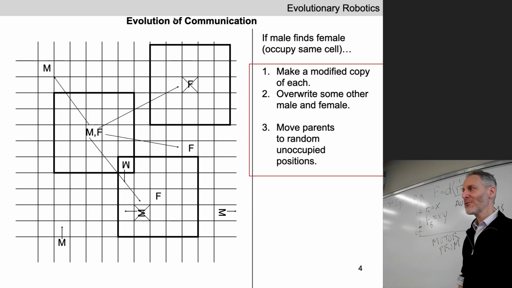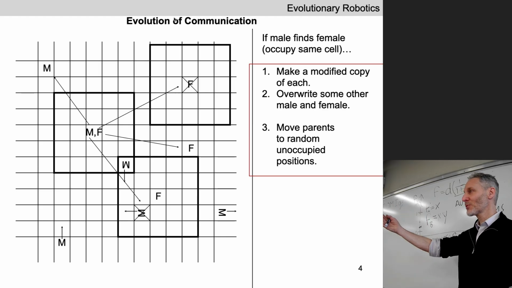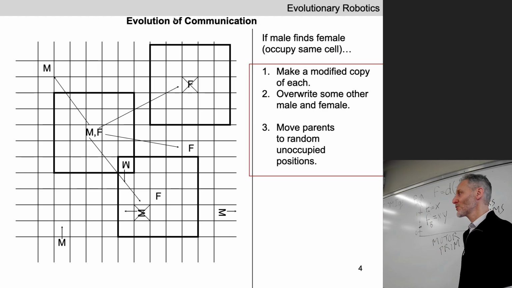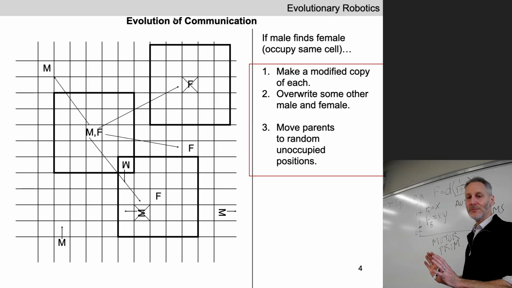It's kind of unsatisfying. There's no actual exchange of genetic material here. Males produce more males, females produce more females. Kind of an odd setup. This is in the spirit of the minimal cognition experiments. They're trying to keep things as simple as possible.